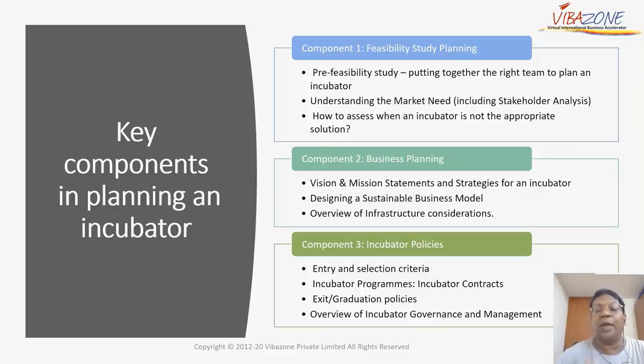Once you've got your business plan together, you need to have incubator policies. The first one is, how do you admit people into your incubator? This is called the entrance and selection criteria. Once you have done this, you need to get an incubator contract. You need to have a contract between you and the incubatee.